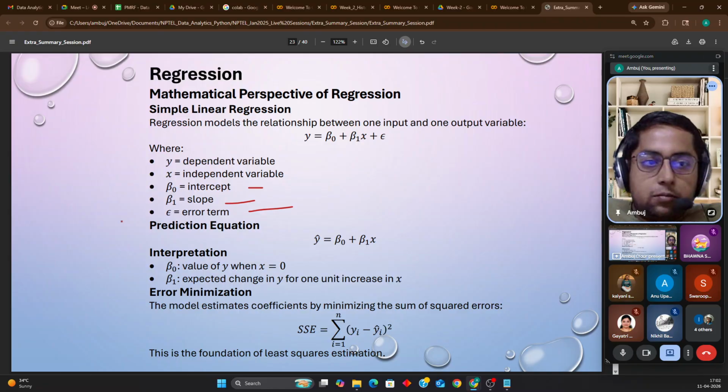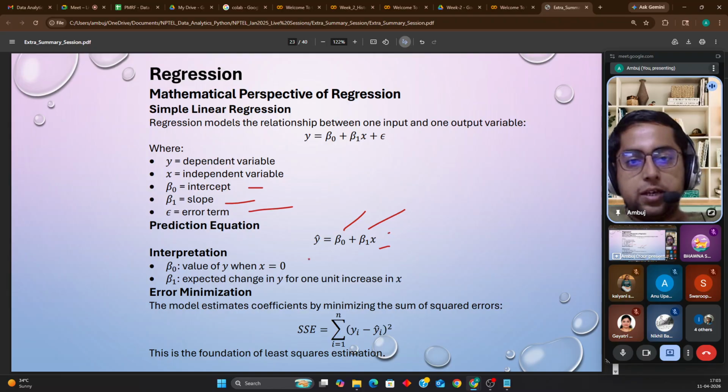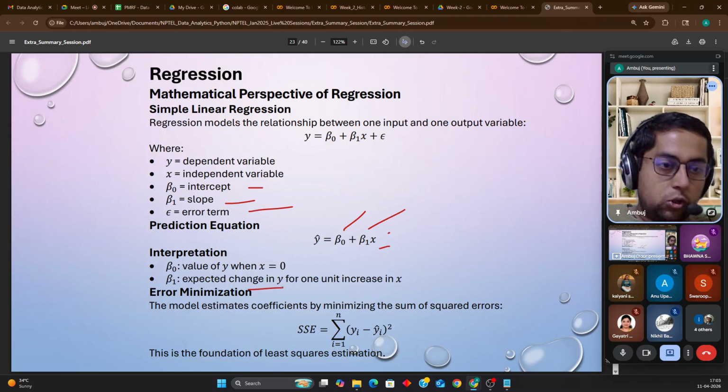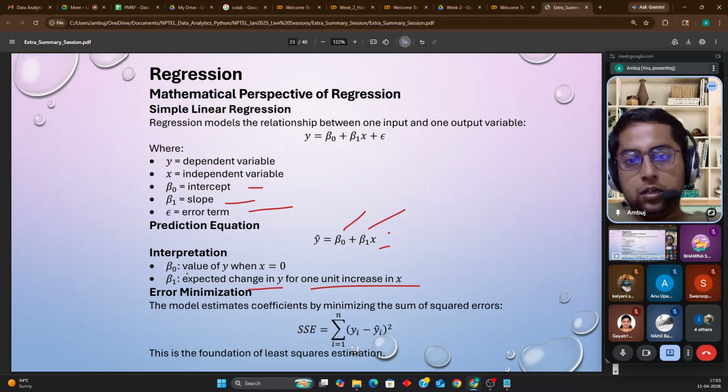Prediction equation is nothing but beta 0, means intercept, plus slope multiplied by independent variable. So beta 0 is the value of y when x is 0. When x is 0, y will be equal to beta 0. Beta 1 is the expected change in y for one unit increase in x. That is what it is.